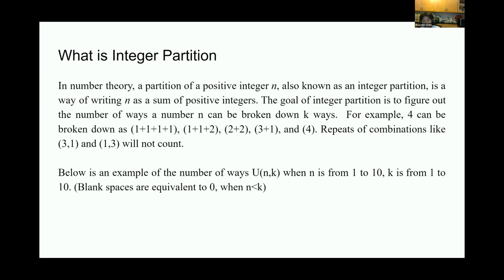On the next slide is an example of the number of ways u and k when n is from 1 to 10 and k is also from 1 to 10. Blank spaces are equivalent to 0 because when n is less than k, it's not possible to partition it.